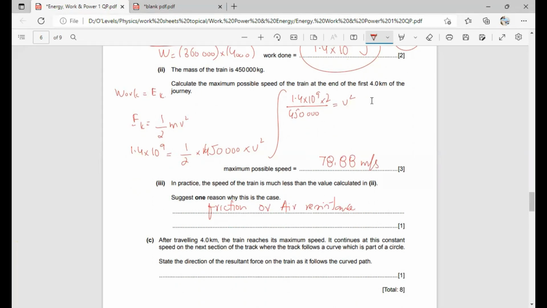Now, after traveling 4 kilometers, the train reaches its maximum speed and continues at this constant speed on the next section of the track, where the track follows a curve, which is part of a circle. State the direction of the resultant force on the train. Towards the center. Good. Whenever we move in a circular way, the resultant force is always towards the center.